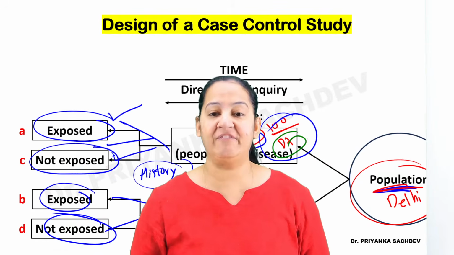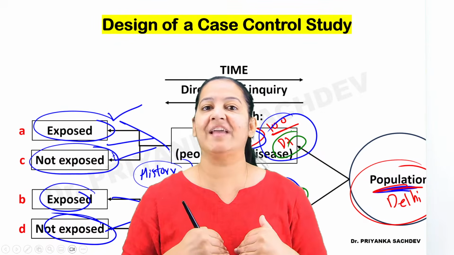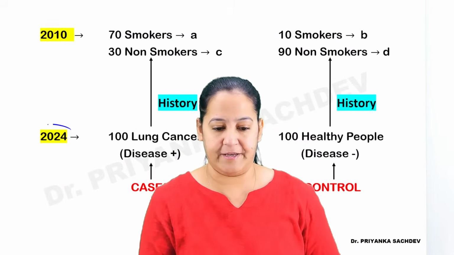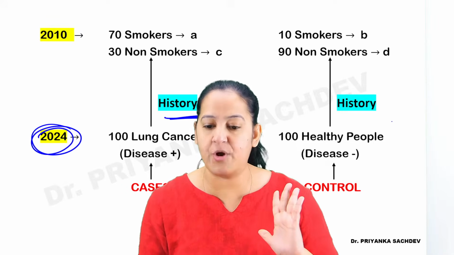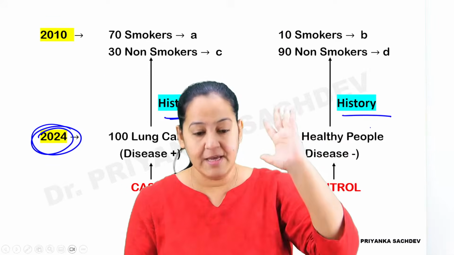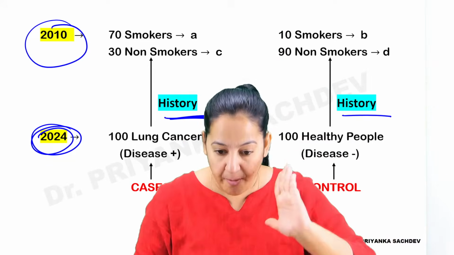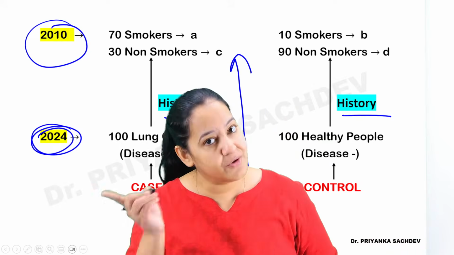So basically, we are starting our study today. So what is the date today? I am performing my study in January 2024. So this is the date I have started my study. In January 2024, I am doing my study and I am taking the history of the past 15 years. Since the last 15 years, do you smoke or do not smoke? So from present, I am going in the past. Look at the arrow. So that's why this study is known as retrospective study.